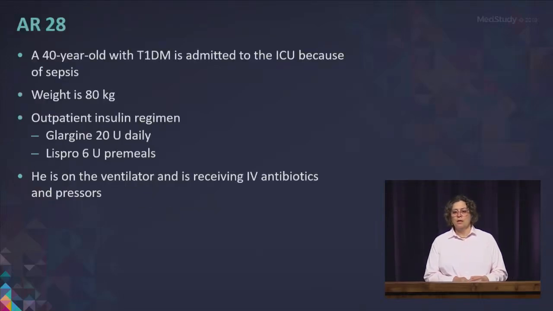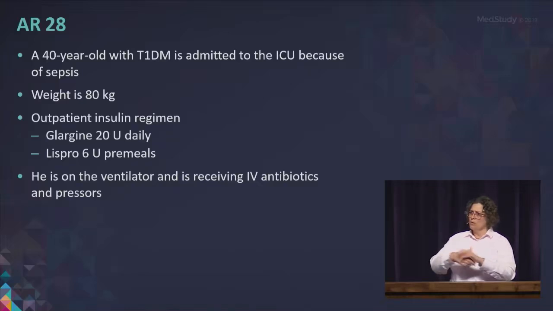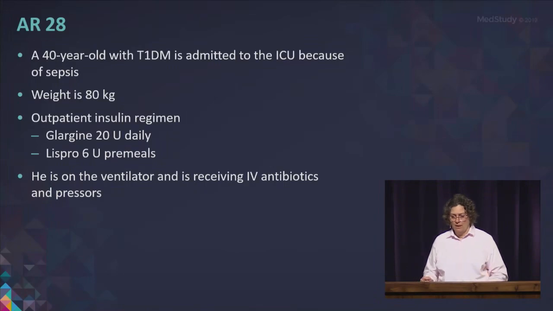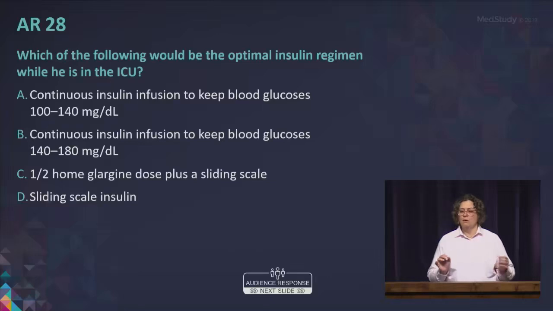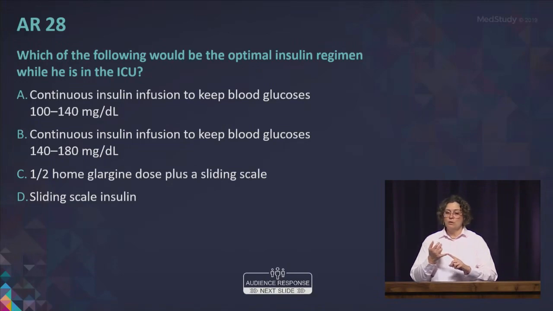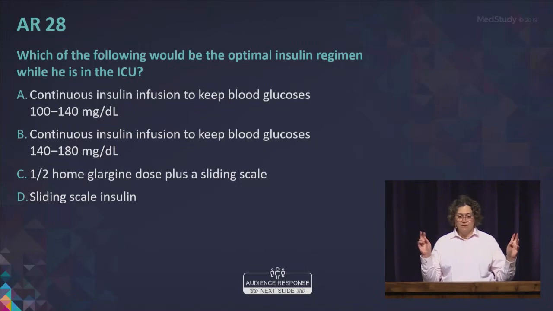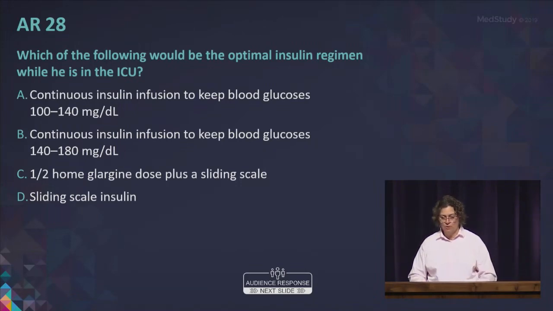Okay, a 40-year-old with type 1 diabetes is admitted to the ICU because of sepsis. Weight is 80 kilograms. Outpatient regimen is 20-6-6-6. So a very good regimen. Most people with type 1 are about 0.5 units per kilogram, and that's where this person is. So we're not scared by this regimen at all. He's on the vent and receiving antibiotics and pressors. Which of the following would be the optimal insulin regimen while he is in the ICU? An insulin infusion with a target of 100 to 140, an insulin infusion with a target of 140 to 180, half of the home basal dose plus a sliding scale, or sliding scale alone, also known as correction.